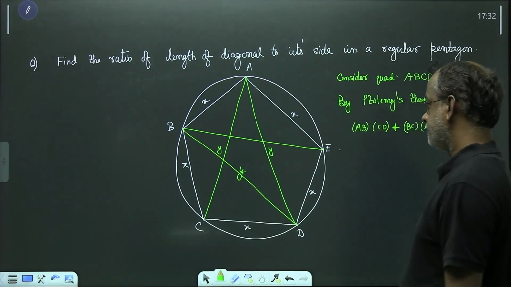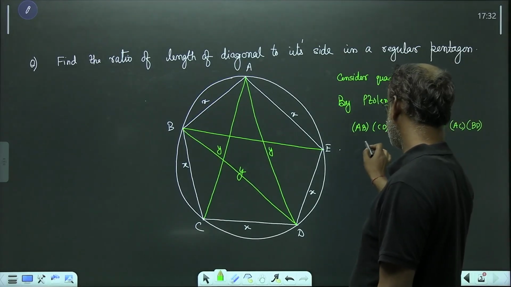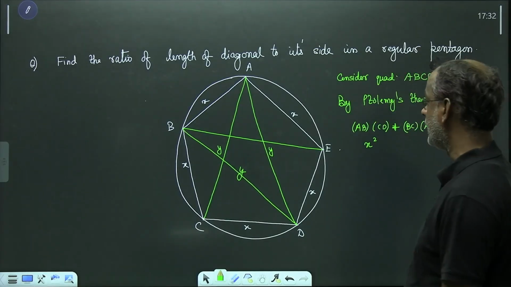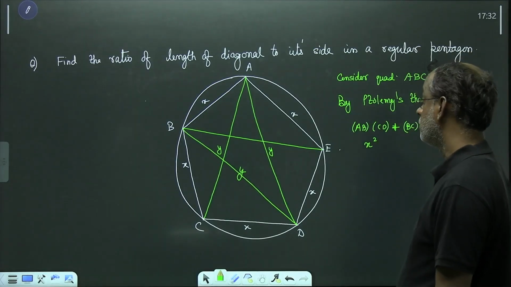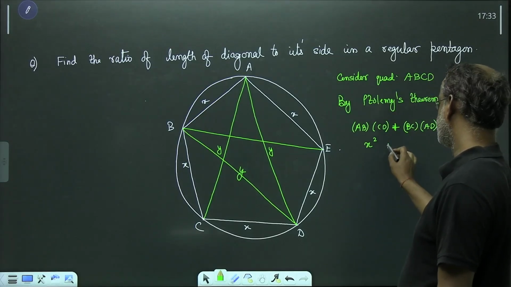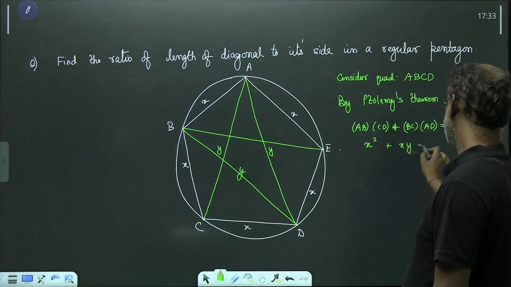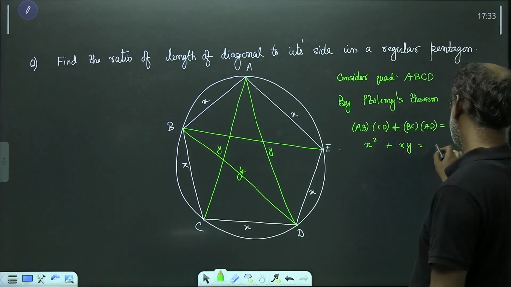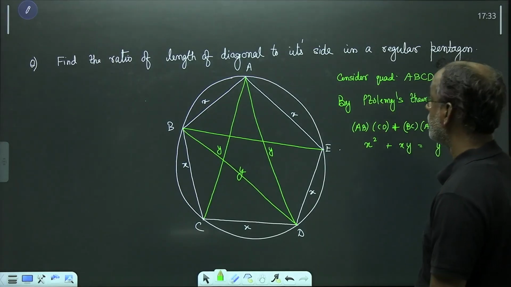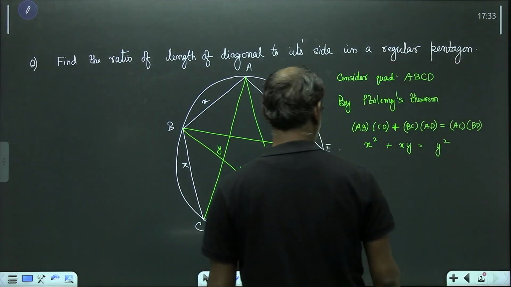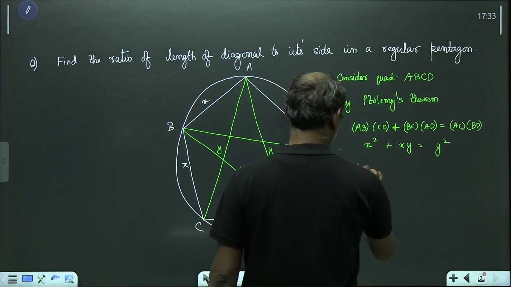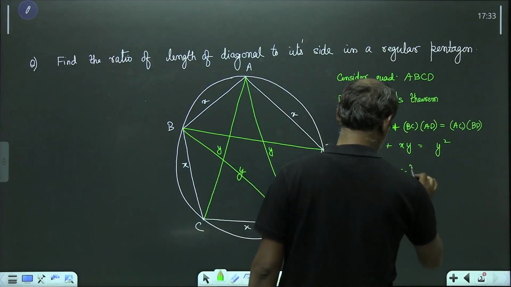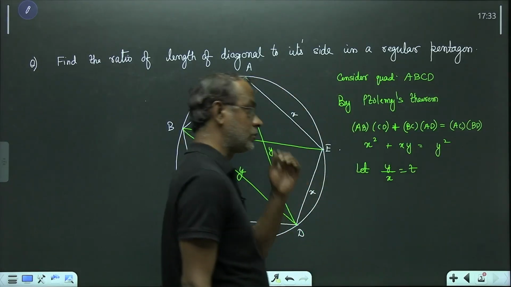So, AB is x, so is CD. BC is x, AD is y. AC is y, BD is y. To its side, so we have to find y by x. So, dividing it by x square, what do you get?